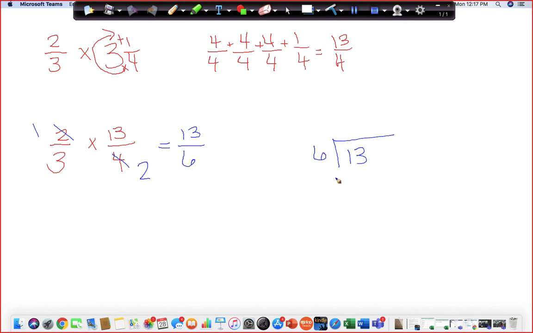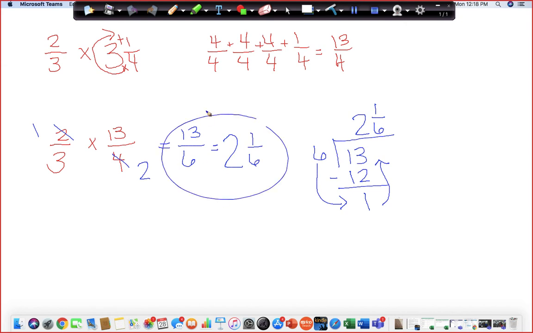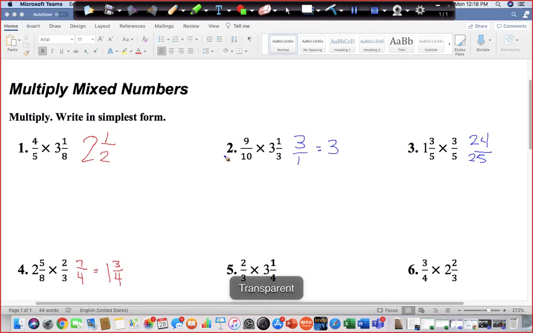That means I can divide to turn it back into a mixed number. The top number goes in the house. 6 goes into 13 2 times. 2 times 6 gives me 12. Subtract. 13 minus 12 gives me 1. Bring up my remainder, and my divisor follows. So 2 wholes and 1/6. Good. Okay, so 13/6 and 2 and 1/6.